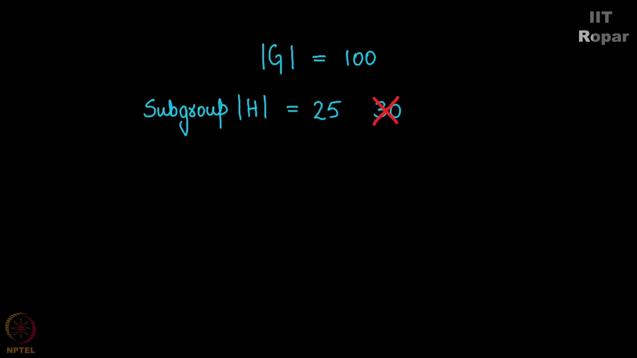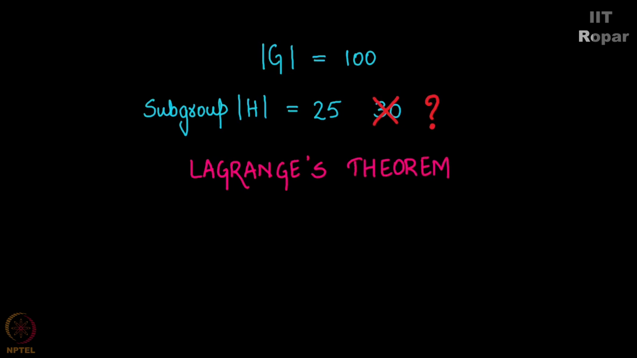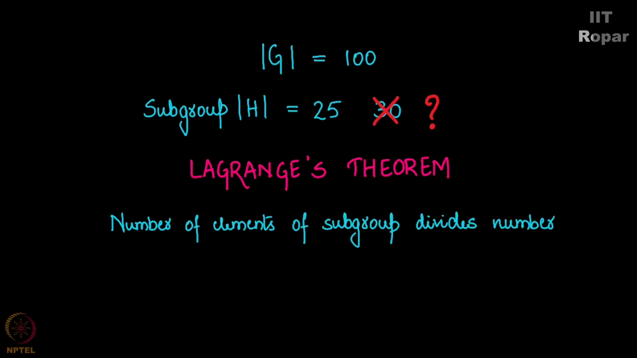Why not? This is called Lagrange's theorem, which states that the number of elements in the subgroup always divides the number of elements of the group. A very celebrated theorem and highly applied in computer science. So you must at least remember the statement of this theorem. The proof of the theorem is not very difficult. In fact, it's very interesting, but we are skipping this in the interest of time and syllabus.